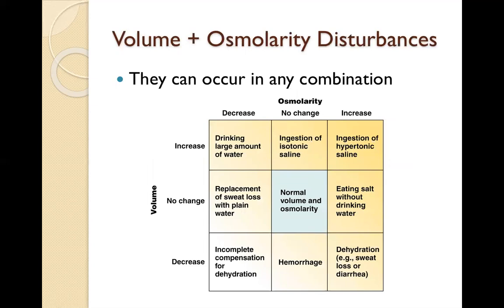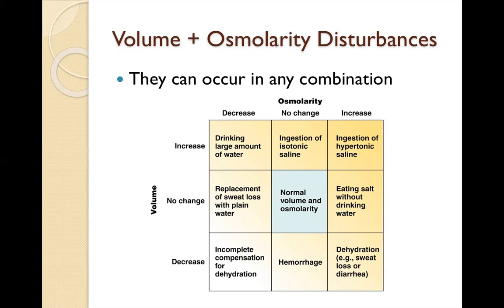There are a lot of volume and osmolarity disturbances that a person can get, and they can actually occur in any combination. You can have a decreased blood volume and decreased osmolarity. You can have an increased blood volume and an increased osmolarity. And there are certain reasons why people would get each one. So for example, hemorrhage, if somebody's bleeding, they will have a decreased volume, but they're losing whole blood. So their osmolarity is going to be normal.